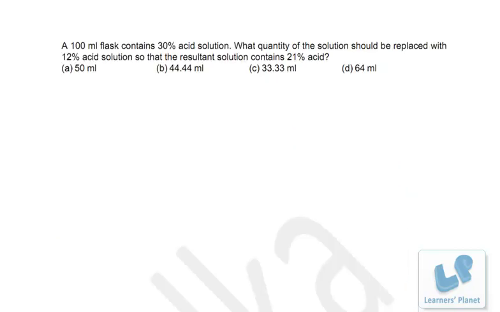Now let's see this problem, friends. A 100 ml flask contains 30% acid solution. What quantity of the solution should be replaced with 12% acid solution so the resultant contains 21% acid? Now what we can do is we take out some 30% acid, we take some 12%, and by mixing we have to make 21%, right?